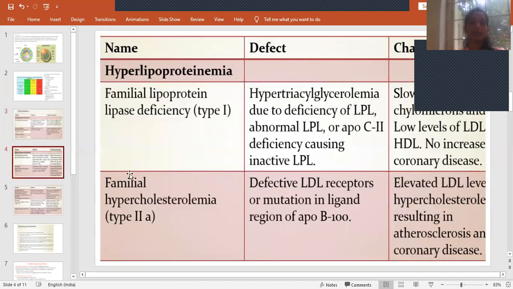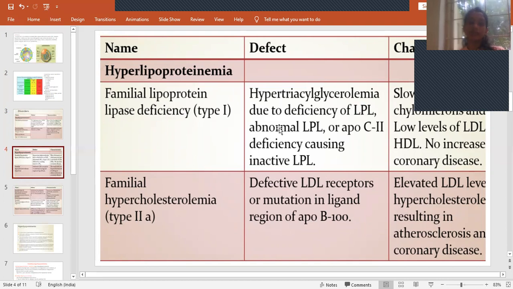And now it is hyperlipoproteinemia. In familial lipoprotein lipase deficiency, what does lipase do? Lipase causes the metabolism of lipoproteins, of lipids, right? Because of the deficiency of this lipase, there will be some defect. That we call familial lipoprotein lipase deficiency. It is also called type 1 hyperlipoproteinemia.